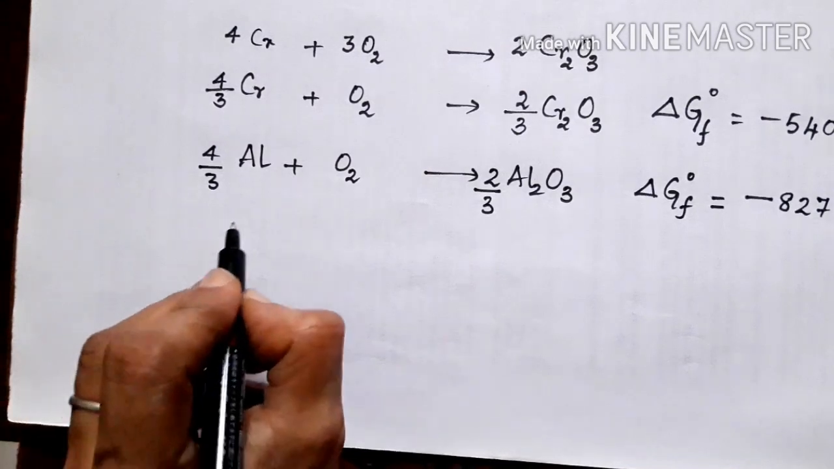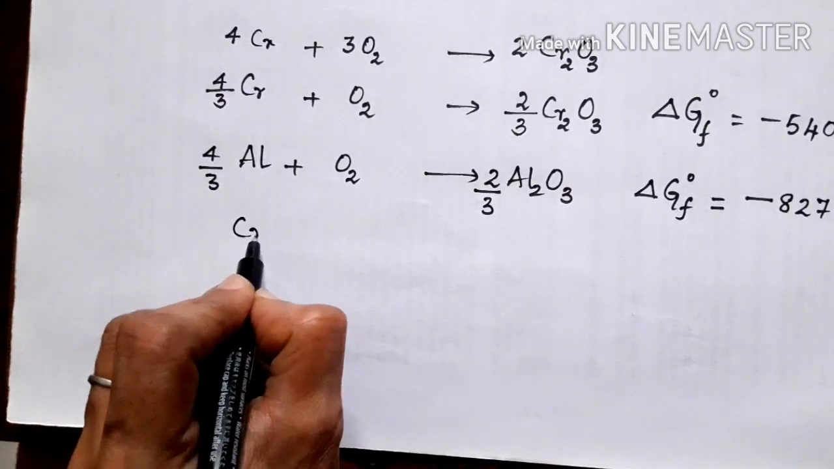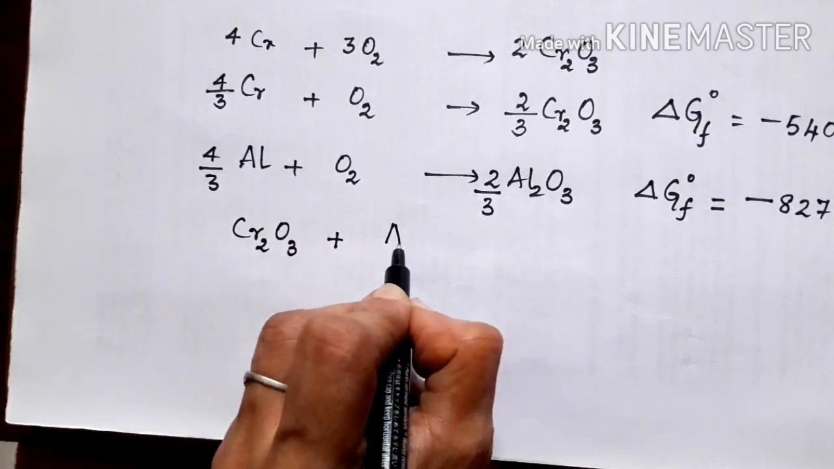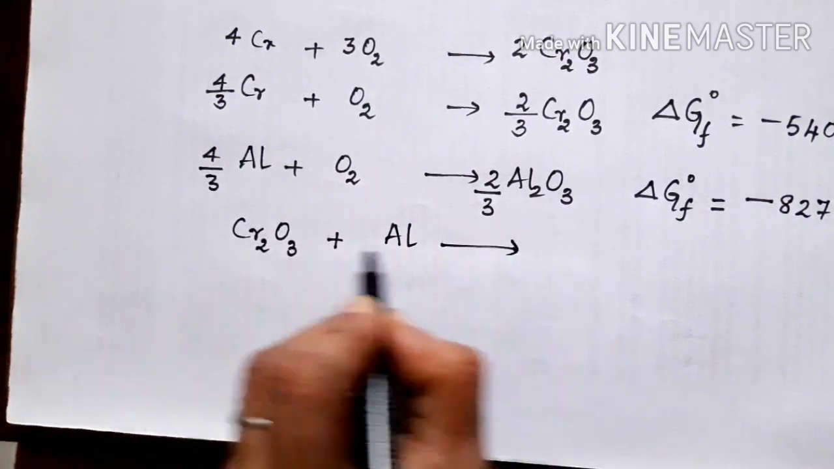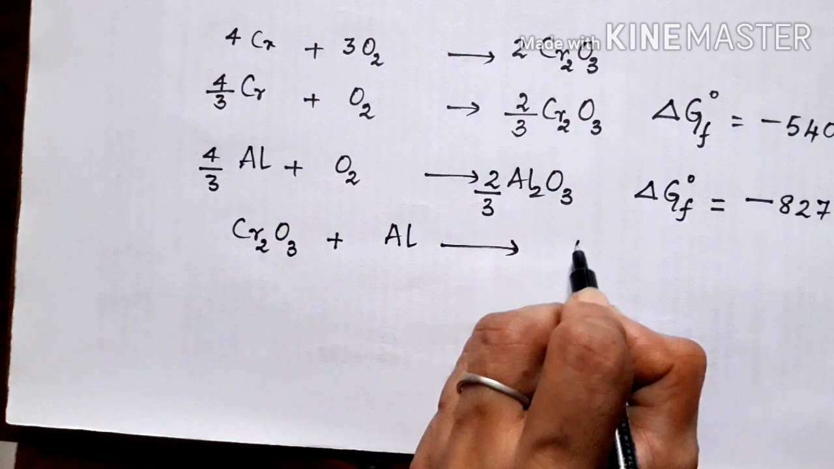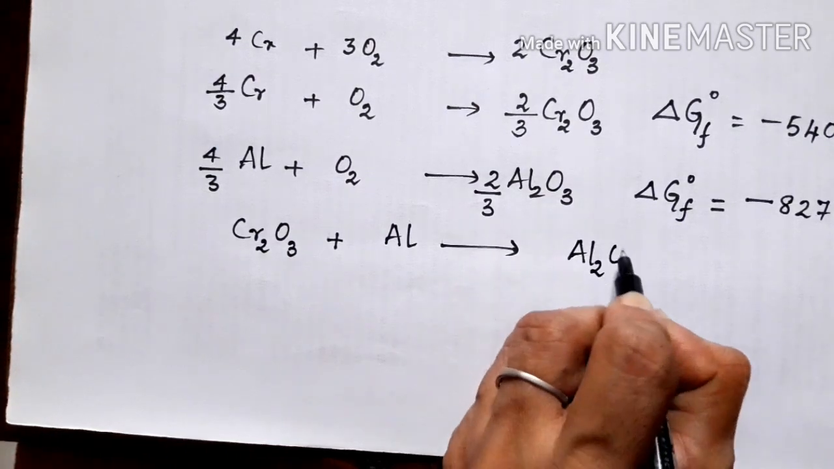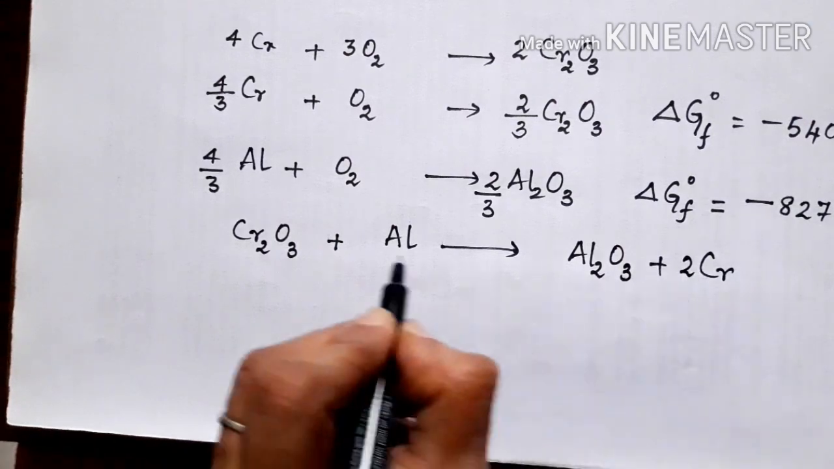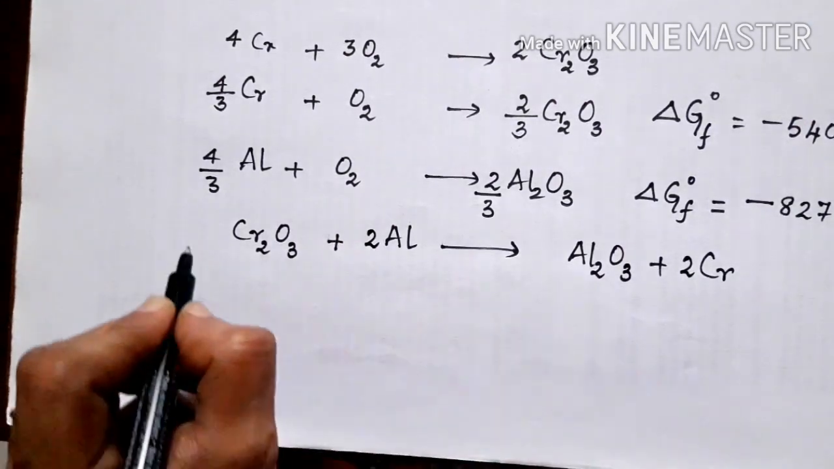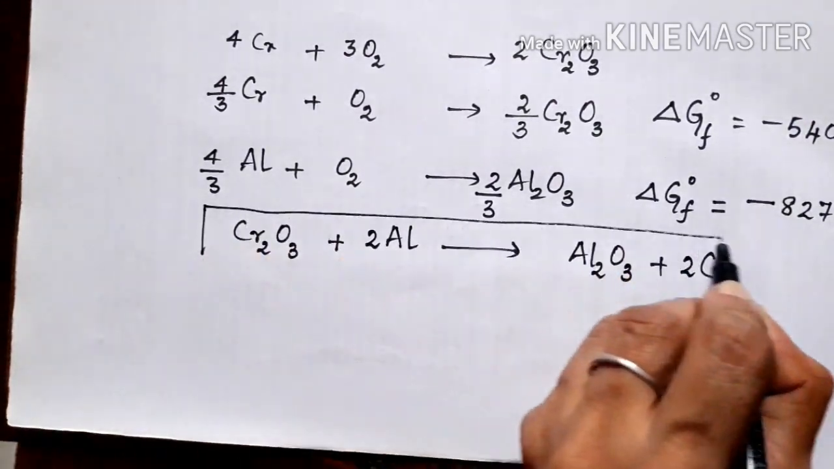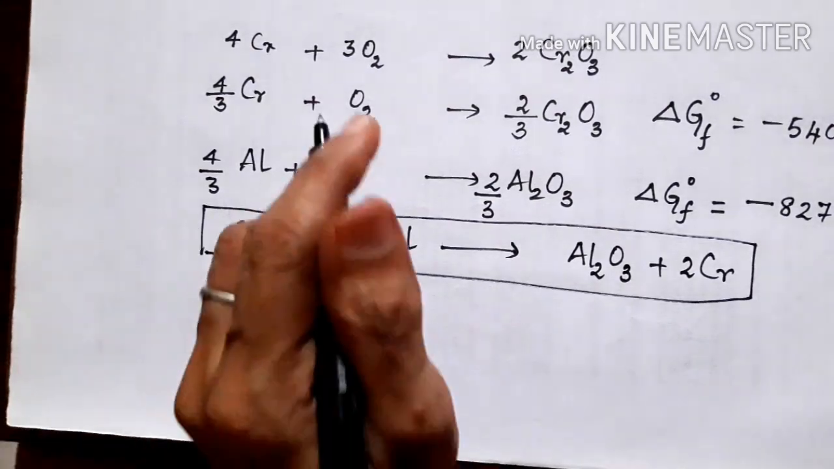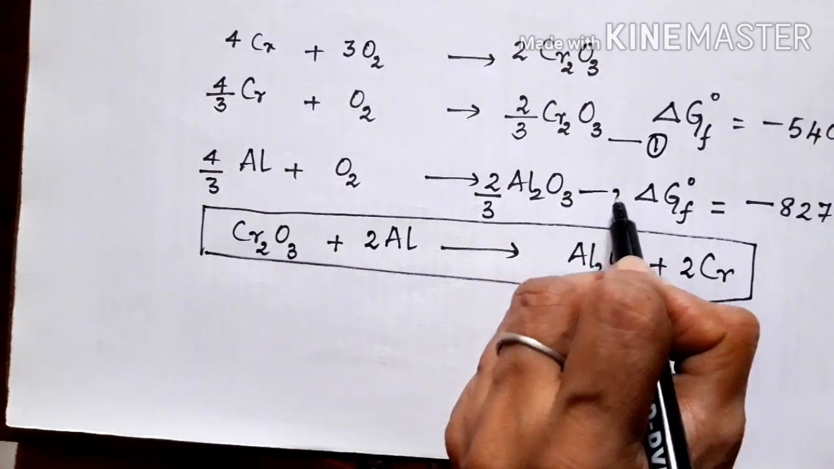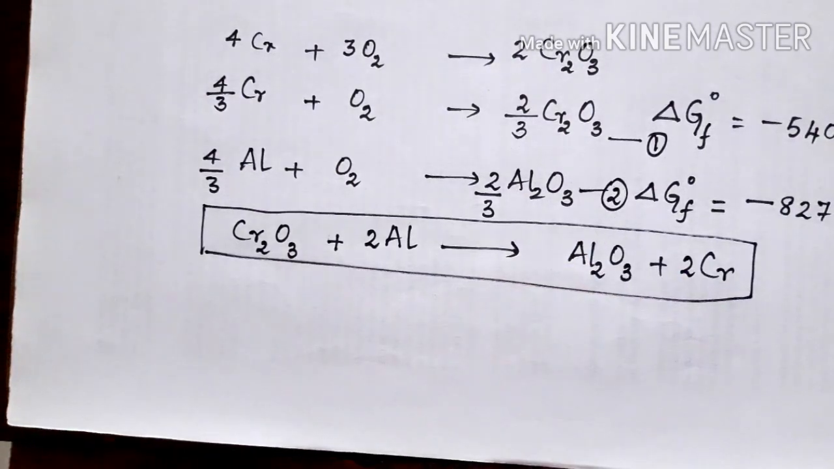What should we find out from the question? You are supposed to find out whether Cr2O3 is reduced by aluminium. What will be the product formed? Here you find that it should be converted to Al2O3 plus Cr. So the balanced equation will be this one. So this final equation you are supposed to derive from the equations which are given above. How to get these equations?